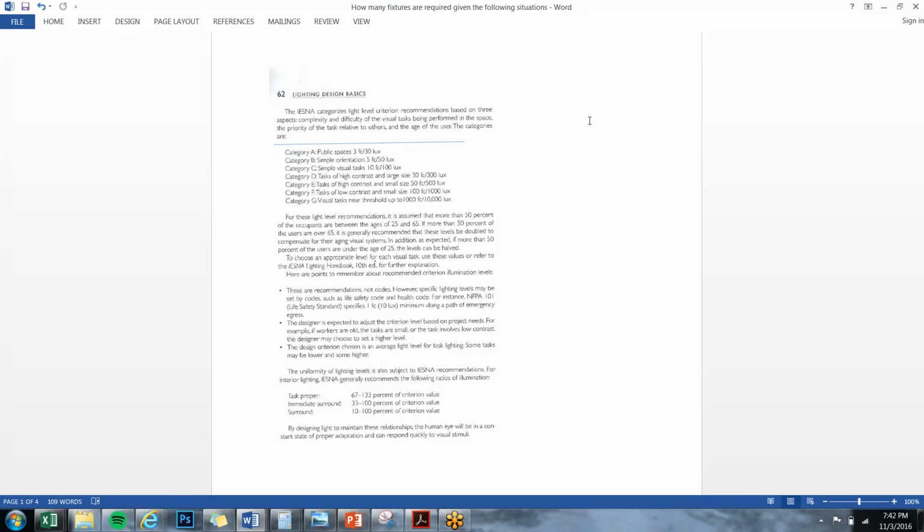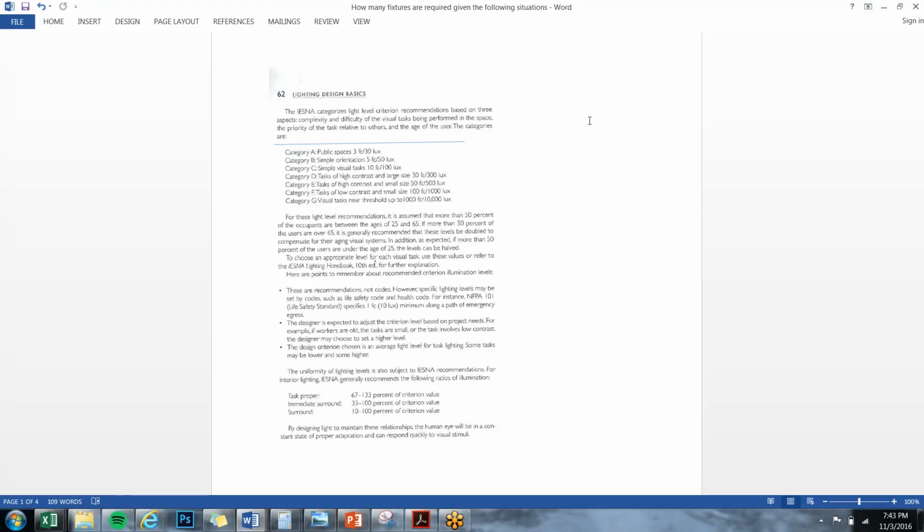All right, so it says for these light level recommendations, it is assumed that more than 50% of the occupants are between ages 25 and 65. If more than 50% of the users are over 65, it's generally recommended that the light levels be doubled to compensate for their aging visual systems. In addition, as expected, if more than 50% of the users are under the age of 25, the levels can be halved. To choose an appropriate level for each visual task, use these values or refer to the IESNA Lighting Handbook, 10th edition, for further explanation.